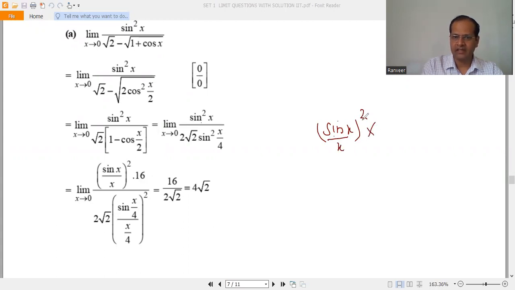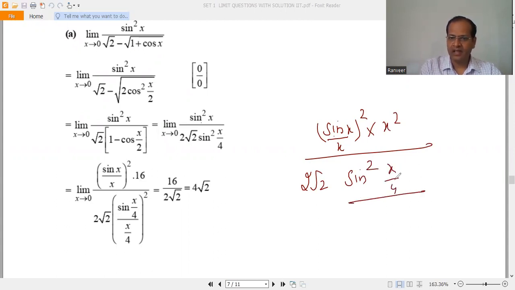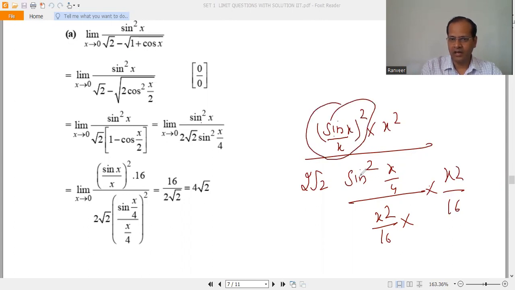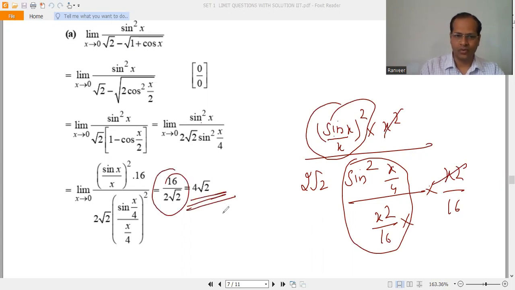But we divide by x square, multiply by x square, divided by 2 root under 2 sine. This we can write as sine square x by 4. So in the other way, x square by 16. So just you write x square by 16 into, here we had written x square by 16 and x square by 16. So this value becomes 1, this value becomes 1, and x square will cut, and this 16 will go up. So 16 by 2 root under 2, that value is 4 root under 2. So in this way you have to solve.